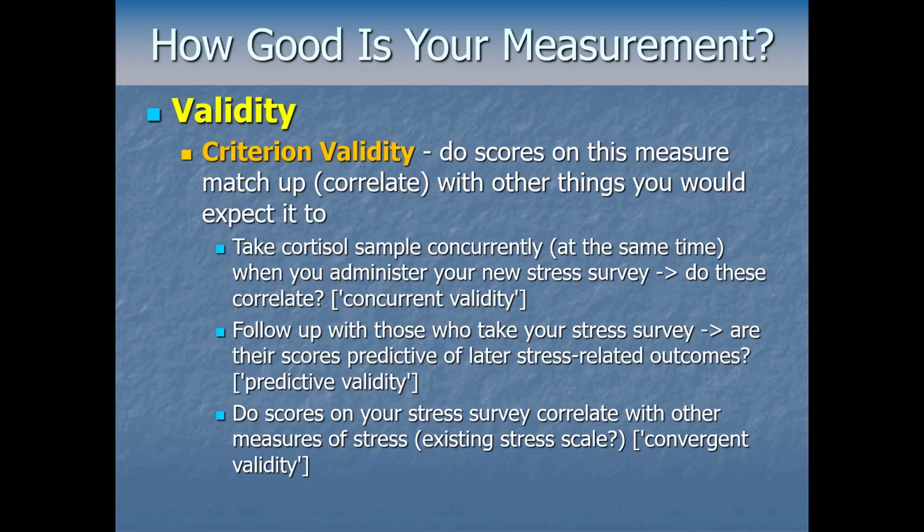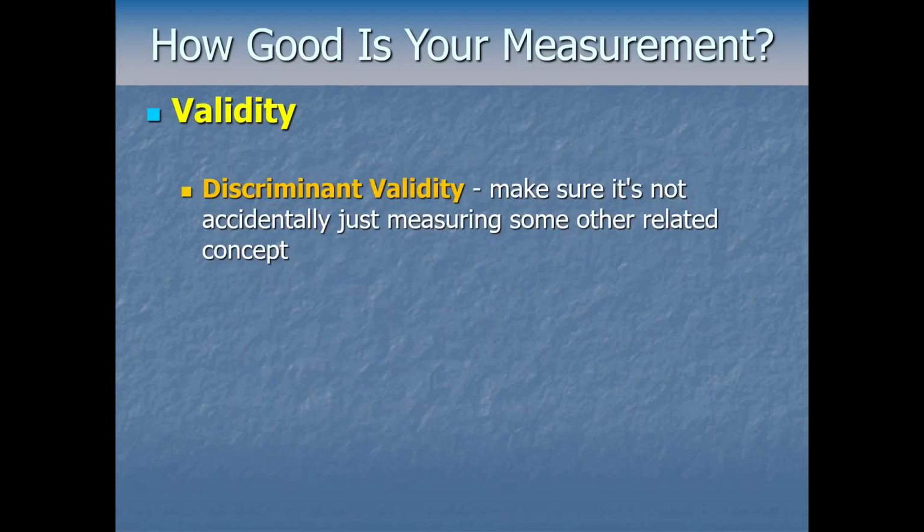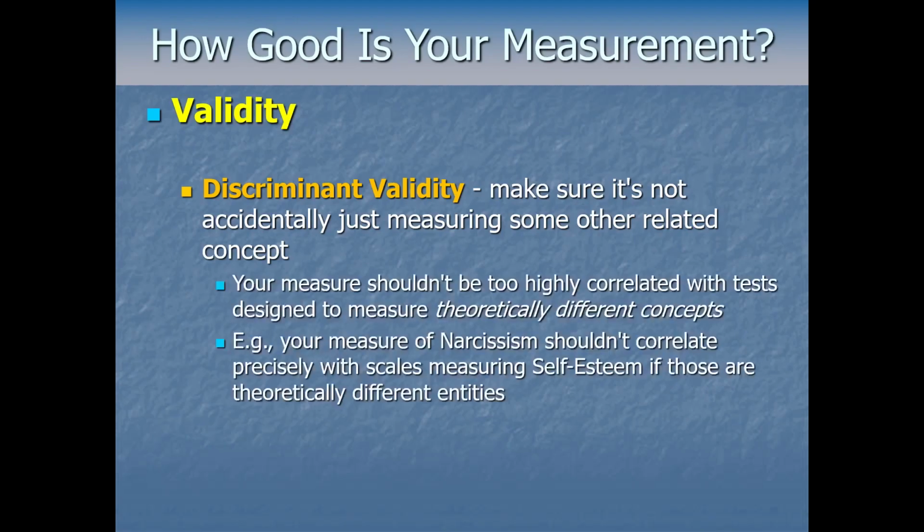And again, these are all just ways of thinking about criterion validity. All of these are just ways of testing if the scores match up with other things you would expect it to match up with if it's capturing the construct of stress. And finally, there's also what we might call discriminant validity. You want to make sure your measurement process isn't accidentally measuring something else, some other related but theoretically distinct concept. Your measure should not be too highly correlated with tests that are designed to measure something else, some theoretically different concept.